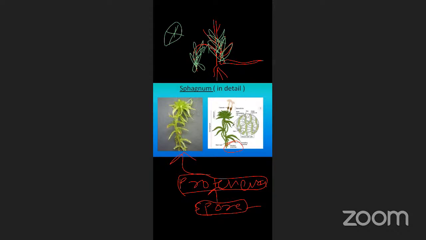developed on lateral branches. For example, this is a lateral branch, and this is a lateral branch. On the lateral branch, antheridia develop. In this rough diagram, the antheridia develop from the lateral branch, and that branch is called the male branch.